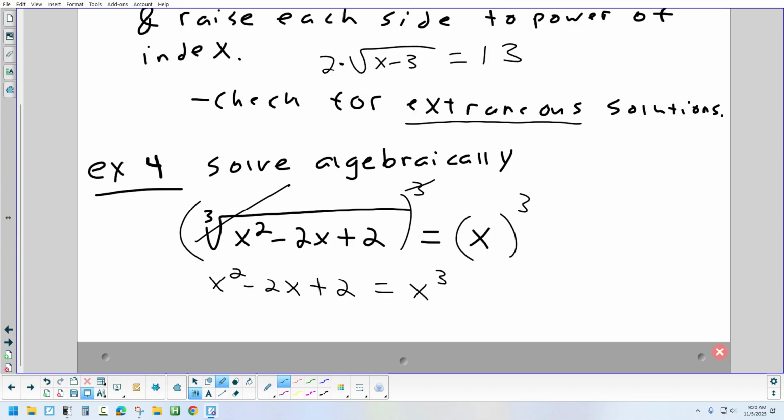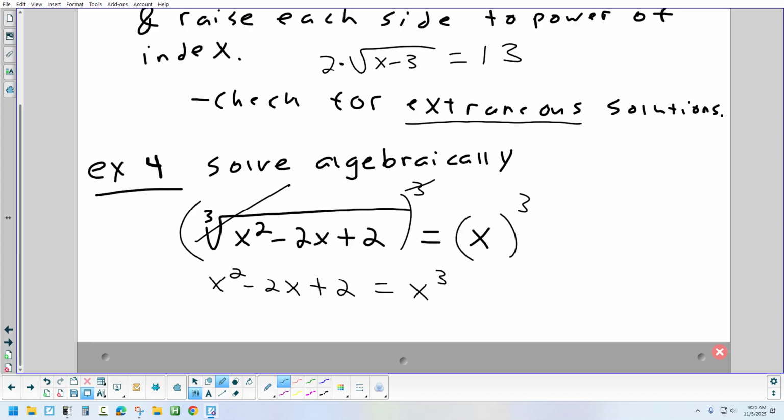Why wouldn't it be the square root? This problem doesn't have a square root in it. This problem has just a cube root. So when you cube each side, this root is now gone because the index of 3 and the power of 3 cancel out. Okay. So now we have an equation that doesn't have any more roots in it.